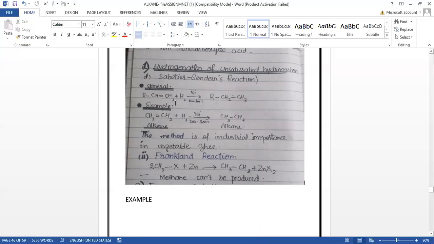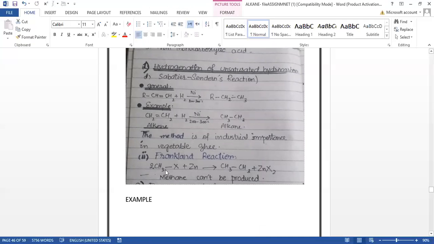In this reaction, hydrogen is added to the unsaturated hydrocarbon under nickel catalyst at 200 to 300 degrees Celsius, and we get the alkane as the desired product. This is an example. This method is of industrial importance in making vegetable ghee.